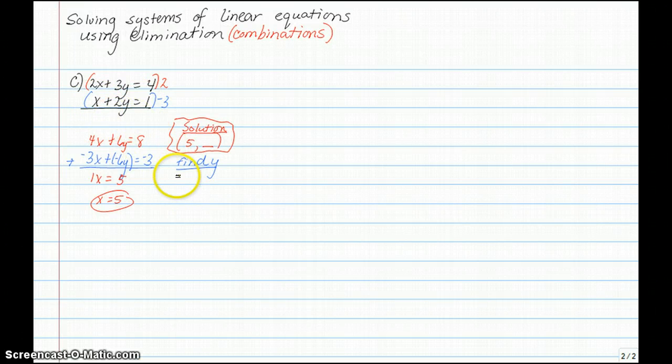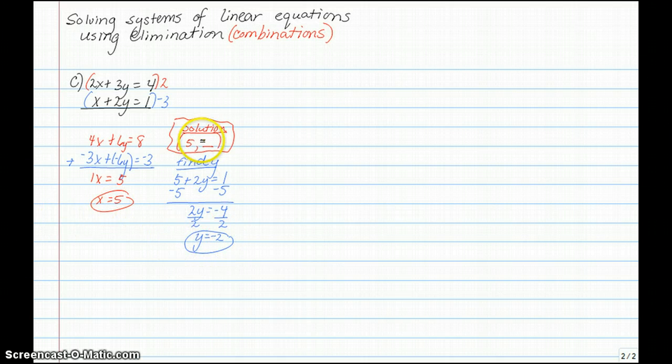So x plus 2y. 5 plus 2y equals 1. I'm going to subtract 5 from both sides using the subtraction property of equality. 2y equals negative 4. I'm going to divide both sides by 2 using the division property of equality, and y equals negative 2.